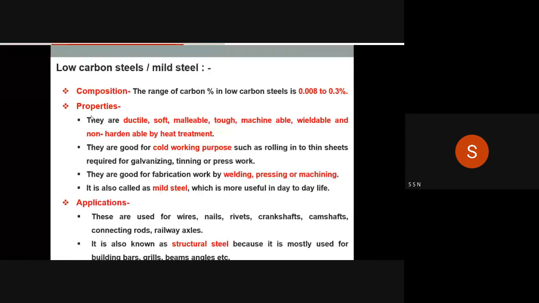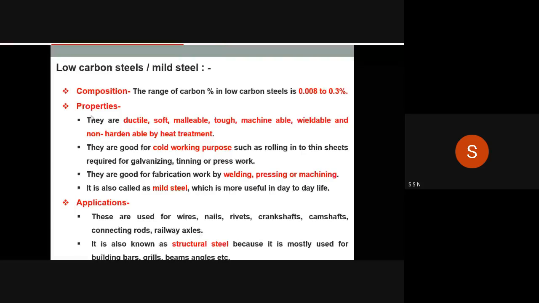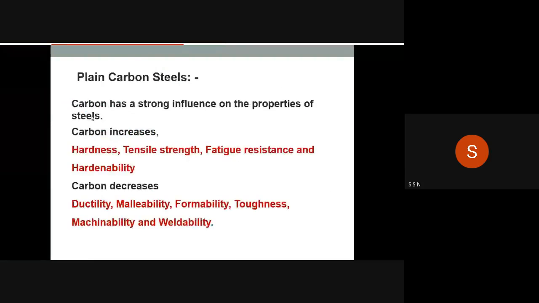Now, what are the properties of low carbon steel? As the carbon percentage is low, I have already told you the effect. If the carbon percentage increases, hardness increases; if it is low, hardness will be low. If carbon percentage is more, ductility will be less; if it is less, ductility will be good. If carbon percentage is more, malleability will be less; if it is less, malleability will be good.